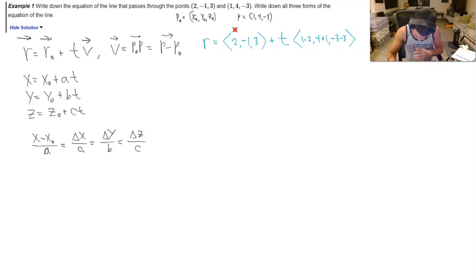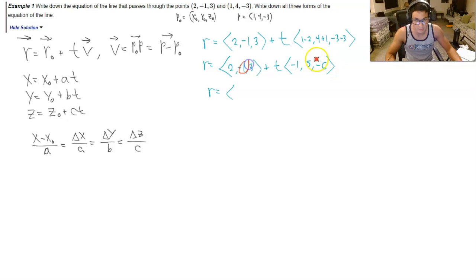Okay, and I want to simplify this. So r is equal to 2, -1, 3, plus t, and then this will be -1, 5, and -6. And I want to simplify it once again. r is equal to, I'm going to add these together, this to this and this to this, and obviously this t here can be multiplied in. So we're going to have 2 minus t, then we're going to have -1 plus 5t, and then we're going to have 3 plus -6t, which we can just write as 3 minus 6t.